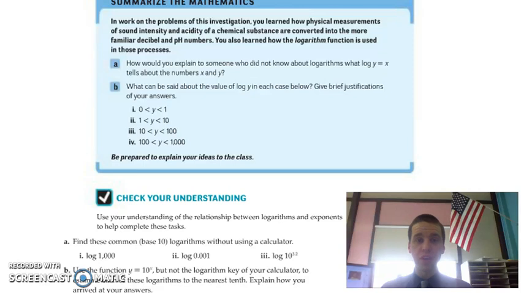So what can we know if we take log of, let's say, 0.5? What do we know about that answer? Or log of 5? What do we know about that answer? Or log of 50? What do we know about that? Or we'll use a different number, log of 300.